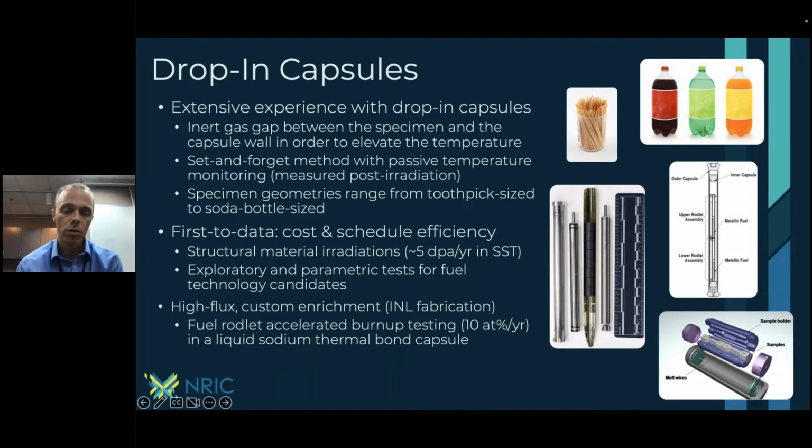One of the downsides to a drop-in capsule, of course, is that you don't have direct monitoring or instrumentation or control of your boundary conditions. But there are options for passive dosimetry and temperature monitoring. And generally speaking, I guess the way to think of a drop-in capsule is that it's a great way to get first data. It's efficient in terms of cost and schedule, and as a result, ATR is a real workhorse for drop-in capsules. Next slide, please.